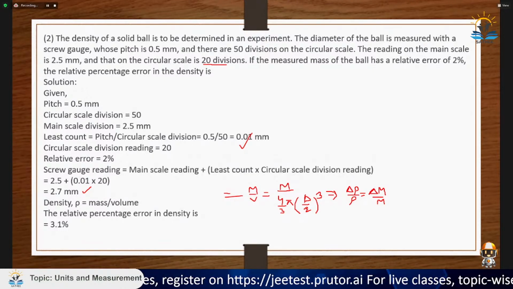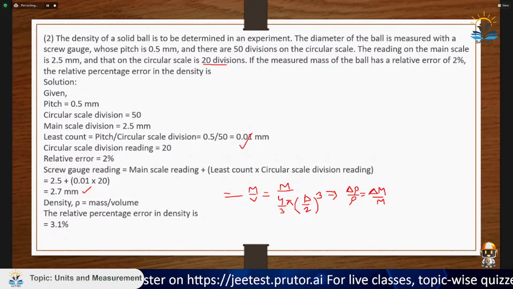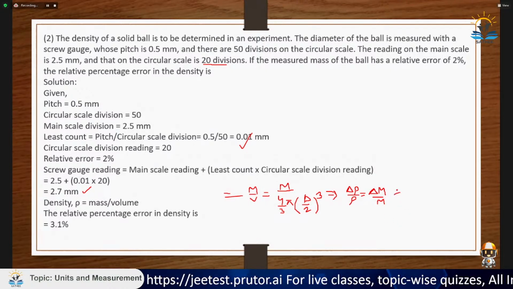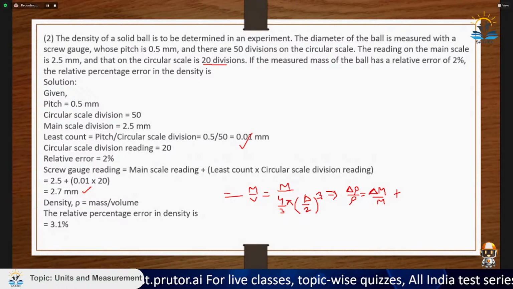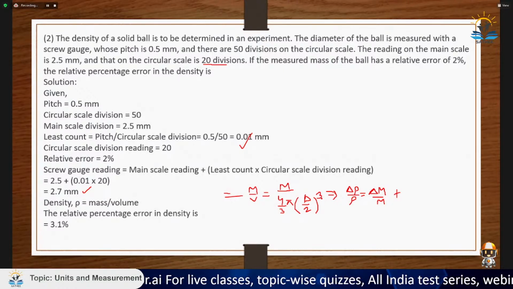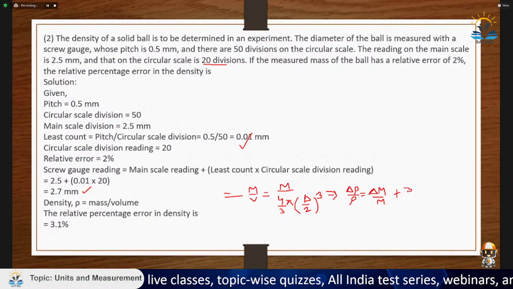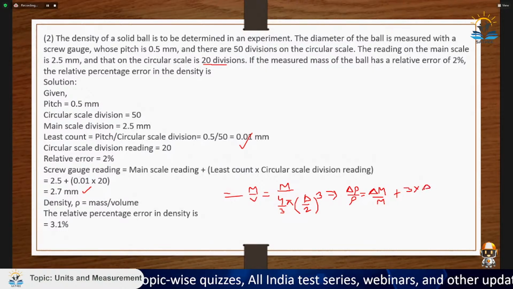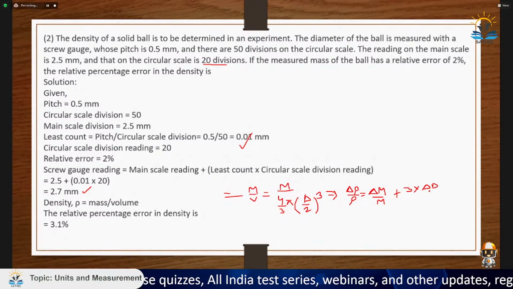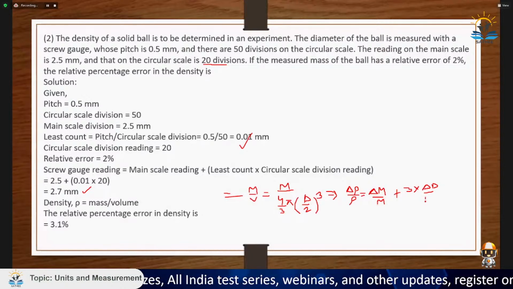4/3 pi and 2 are constant, so there would be no error in these quantities, only error would be in diameter d. So plus delta d by d, and we will multiply it by 3, since it is raised to power 3, so the error can be 3 times. So plus 3 times delta d by d. This is my relative error in my density.